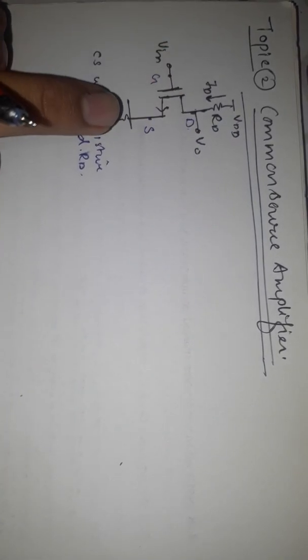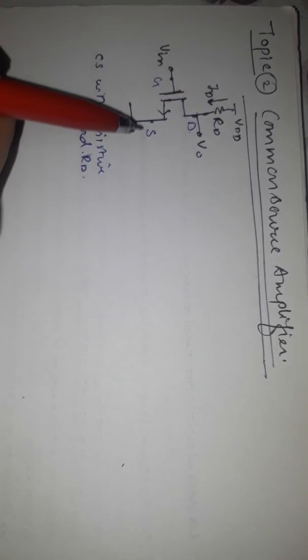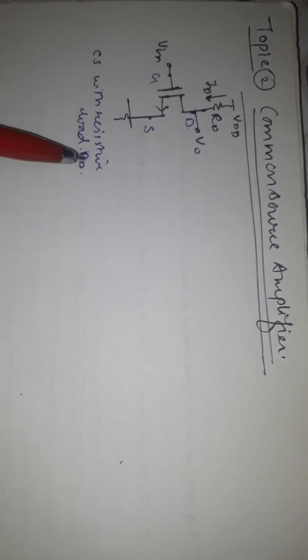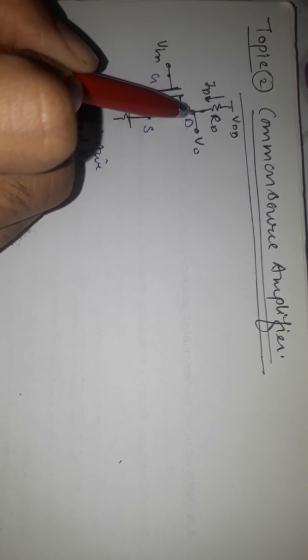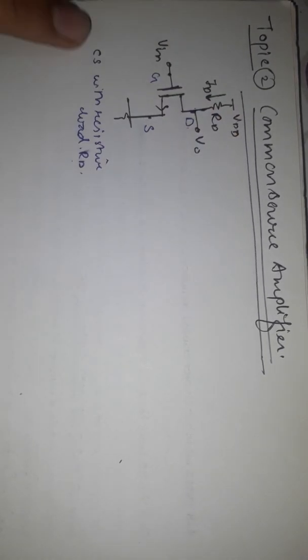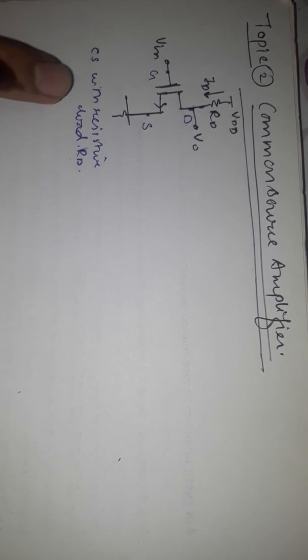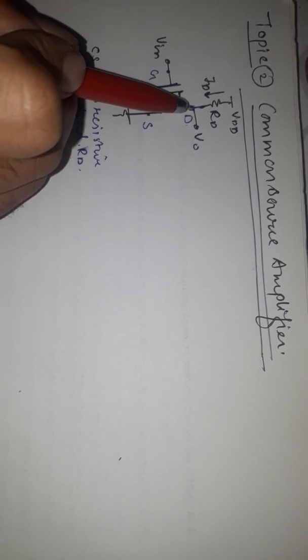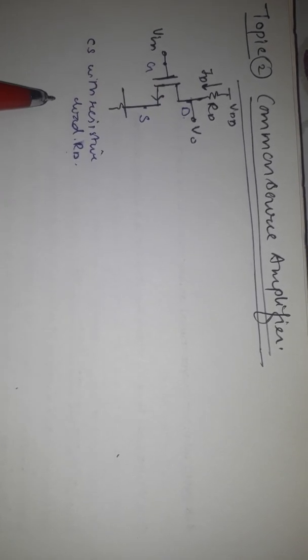And the second topic is common source amplifier. Here I have drawn the circuit of the common source amplifier, in which we see there is a resistive load RD connected between the VDD and the drain terminal. Now how can we identify it is a common source amplifier configuration? When the output is taken from the drain terminal, this indicates it is a common source configuration.